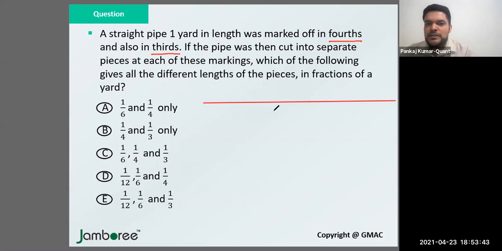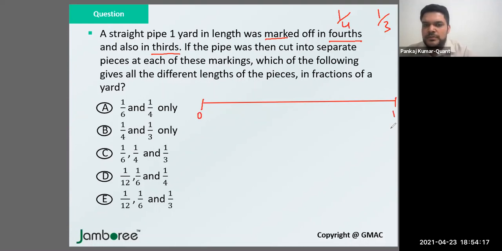Okay, we have to mark. Mark means like this. What is a fourth? Anyone want to help me? What is a fourth? Yep. A fourth is 1 by 4, and a third is 1 by 3. Okay, we have to mark here. But how are we going to mark? This length is 1 yard. So how can we mark in fourths and thirds?